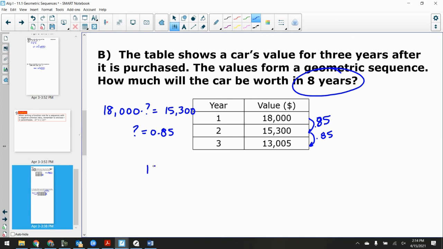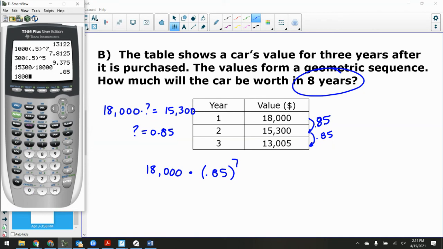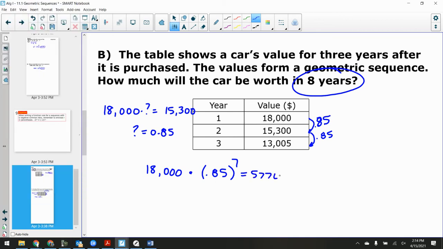So let's see. I started with 18,000, multiplied by 0.85 raised to the 7th power. So 18,000 times 0.85 raised to the 7th power. $5,770.39. So in 8 years, that $18,000 car decreases all the way down to a little under $6,000. It's almost a third of its value in 8 years.